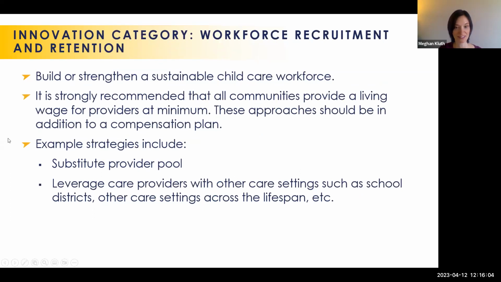Our next category is a big one, in that I think many of us know this is an ongoing challenge. It is workforce recruitment and retention. The whole purpose of this category is to build or strengthen a sustainable local childcare workforce. We know that childcare can't work if we don't have a strong workforce.